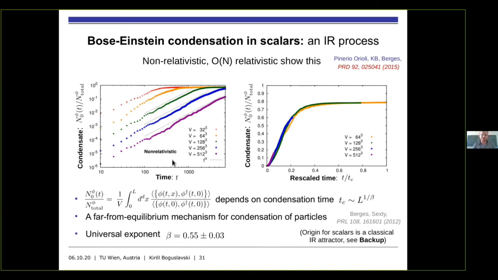And for different volumes, you see that at first it grows with a power law, and then it hits basically your volume more or less, and then it stops growing, which is a sign of condensation. Now this is a very typical far from equilibrium mechanism for condensation of particles, and the exponent is universal. And by rescaling the time with some condensation time, you actually find a universal curve. Now this condensation time, or condensate creation time, is a divergent power law of your volume, which also makes sense because of causality, because the larger the volume, the longer it should take you to condensate.